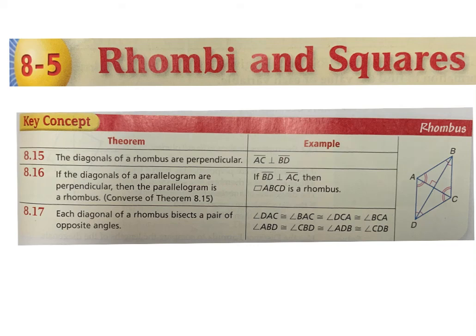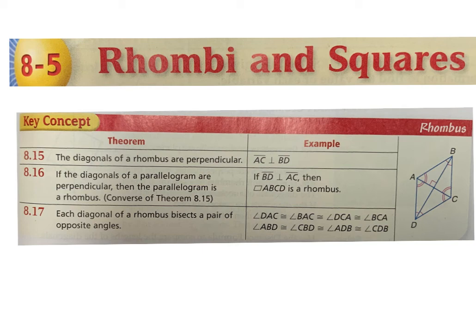Yeah, so a rhombus fits all the descriptions of a parallelogram. Everything that we've talked about for a parallelogram up until this point, it matches. Meaning your opposite angles are congruent, your opposite sides are congruent, your consecutive angles add up to 180. So everything that we've done so far works. The diagonals bisect each other, etc.